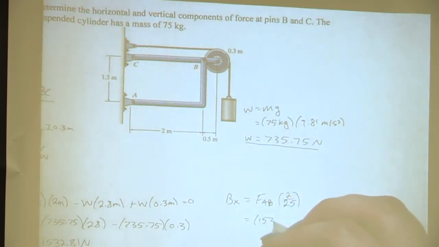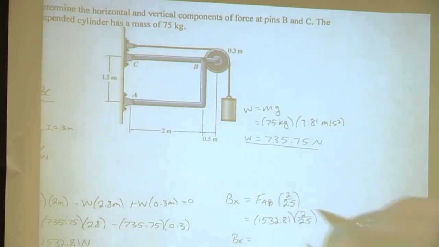FAB was 1532.81. And then what will that give you for a final answer? 1226.248. Awesome, and then what units? Okay, beautiful. And is this one of our answers that we're looking for? Yes, so we will go ahead and put a box around it.